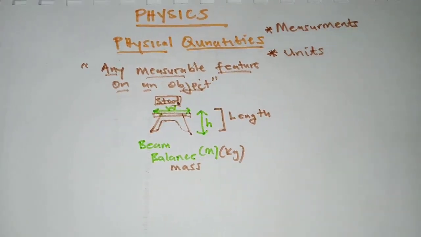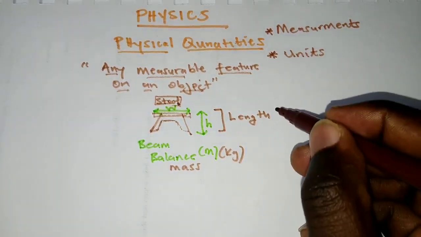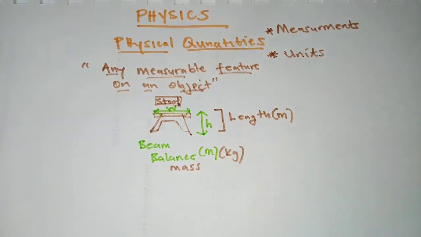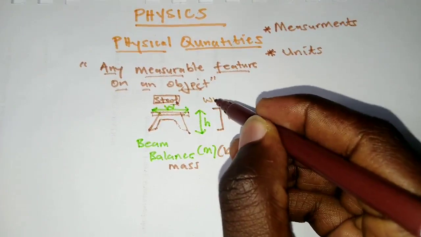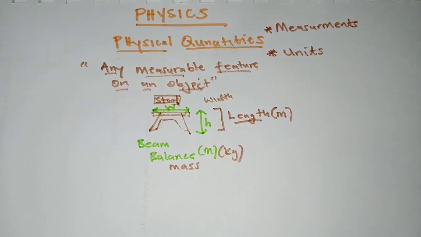Now I said there are two aspects: the measurement aspect and units of measure. The length has the unit we call meter. The width is also under length, so it's measured in meters. You can think of any object; if it has any measurable feature on it, we call that a physical quantity.